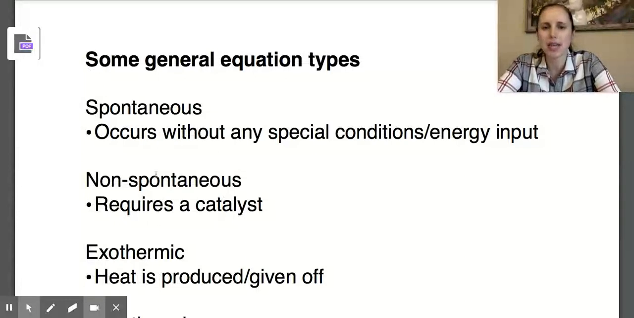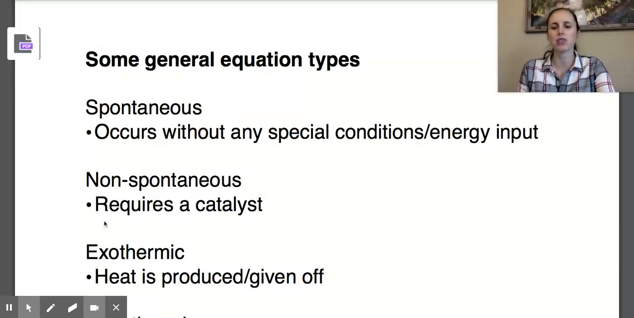A non-spontaneous reaction is something we're going to look at in more detail in grade 12, but we're going to start introducing them in grade 11. A non-spontaneous reaction requires what we call a catalyst. So they require some sort of other special ingredient to allow that reaction to happen.